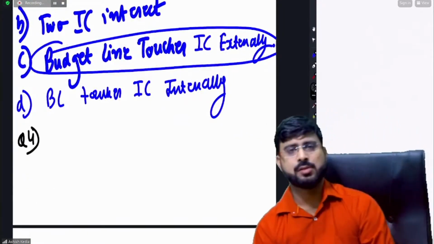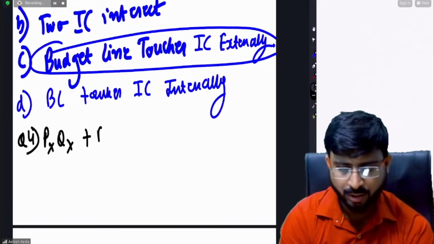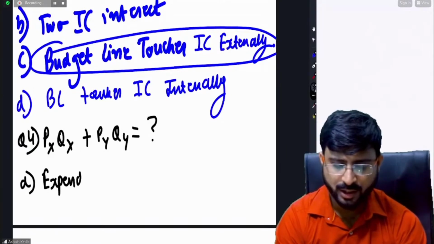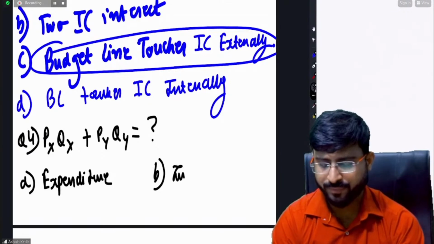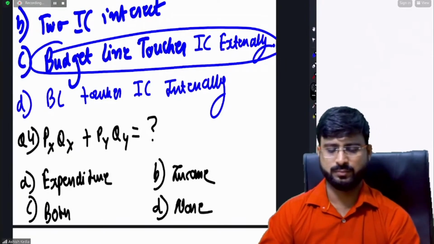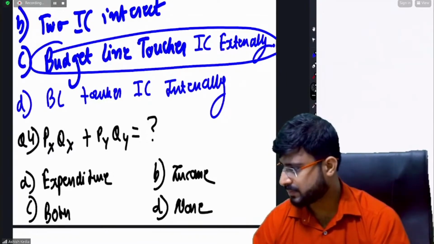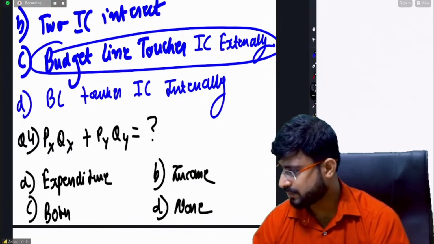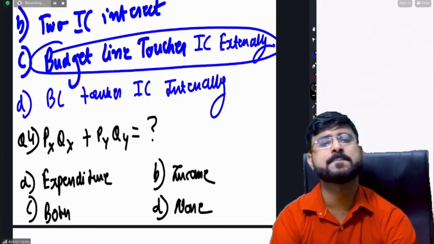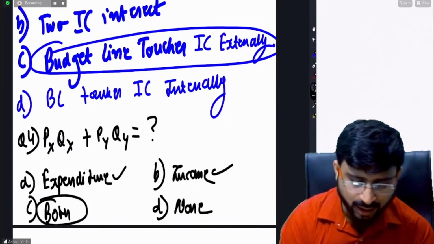Question 4. Px into Qx plus Py into Qy equals to what? Option A, expenditure. B, income. C, both. D, none. Come on, everyone. Very good. The answer is it is both expenditure as well as income.